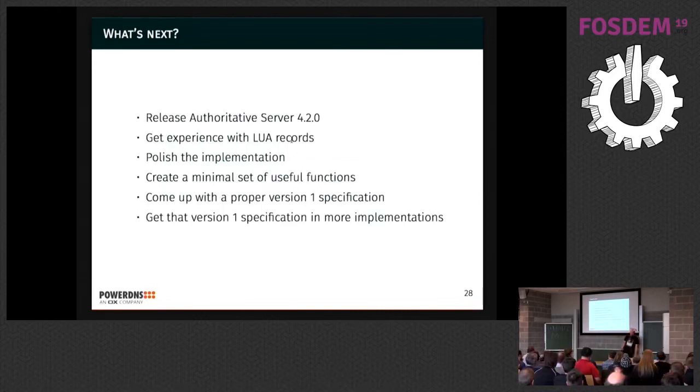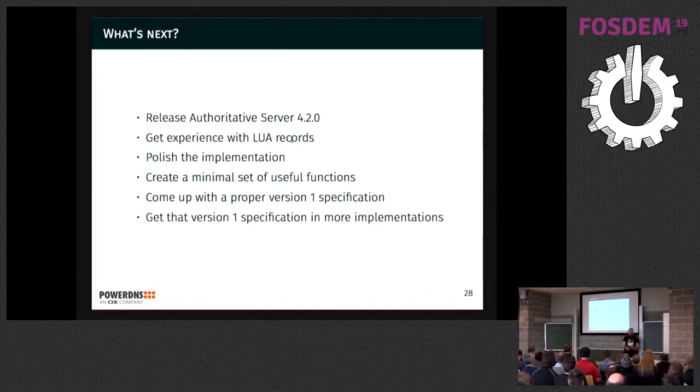So what's next for this? Because this is interesting stuff, but what do we want to do with it? So we're going to release Authoritative Server 4.2.0 somewhere soon. Alpha 1 is out now. We expect this to be like a month. We want to get some operational experience with Lua records, see what works, see what doesn't work, see if we can change the security model, etc.